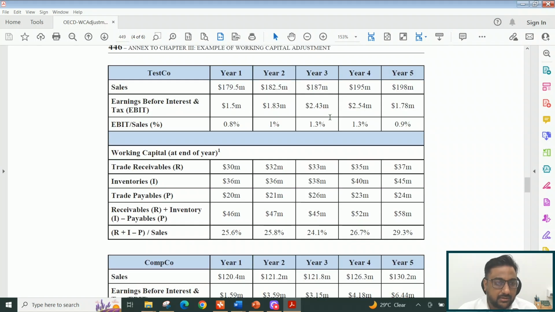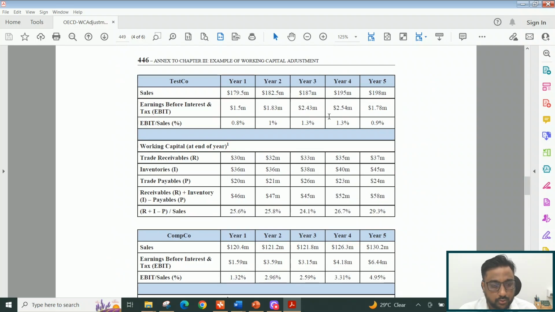Now, what does it say? You can see the example here. They have taken two parties, one is the tested company and the other one is the comparable company, right? They have computed the normal margin of the tested party, which comes to around 0.8%, 1% for 5 years, correct? And they have also given the working capital data for the tested party, right? What are the trade receivables, inventory, trade payables?